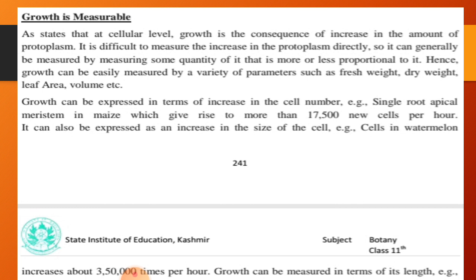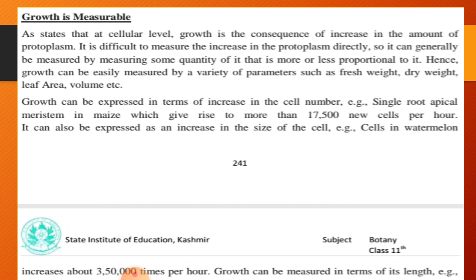Hence, growth can be easily measured by a variety of parameters such as fresh weight, dry weight, leaf area, and volume. These are the parameters by which we can measure the growth of the plant. So we know growth is measurable. Growth can be expressed in terms of an increase in cell number; a single root apical meristem in maize gives rise to more than 70,500 new cells per hour.